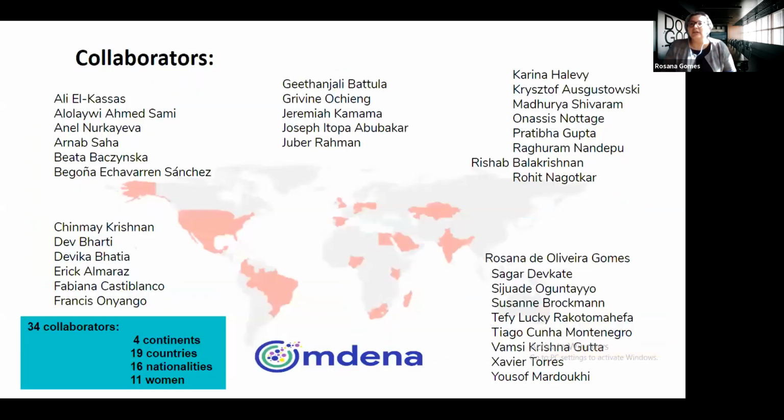And here I just want to show all of our collaborators that contributed immensely to this project. We had around 19 countries contributing, 15 nationalities, around 11 women, highlighted on this map of the world. It's important to mention that this was a very diverse group, and it was very intense work. So we are all very proud. And you can go to the next slide.